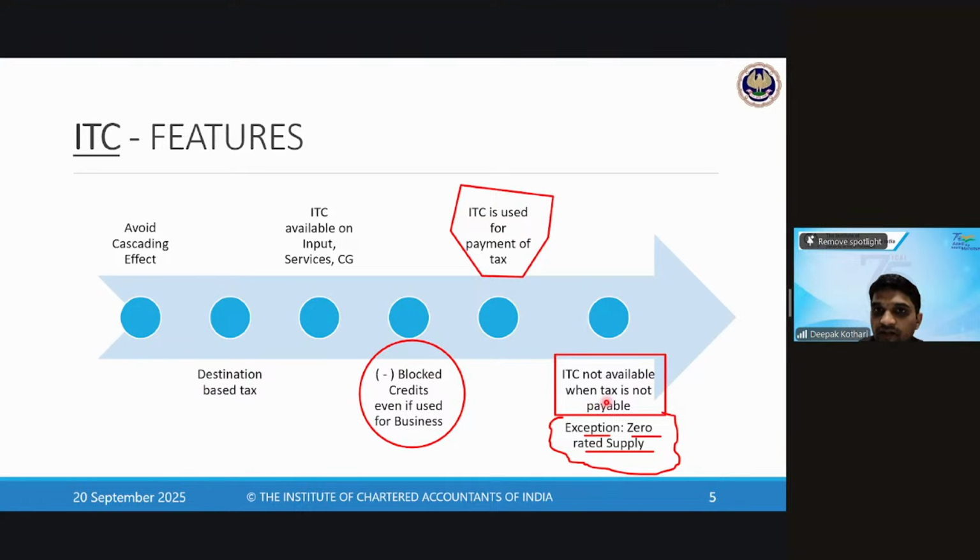So ITC is not available when tax is not payable. But when you're making a zero rated supply, your tax is zero. And when you're making supply to a SEZ, your tax is zero. But still you can claim it because they are special transactions. Even though output is zero, you can still claim the credit on zero rated supplies.